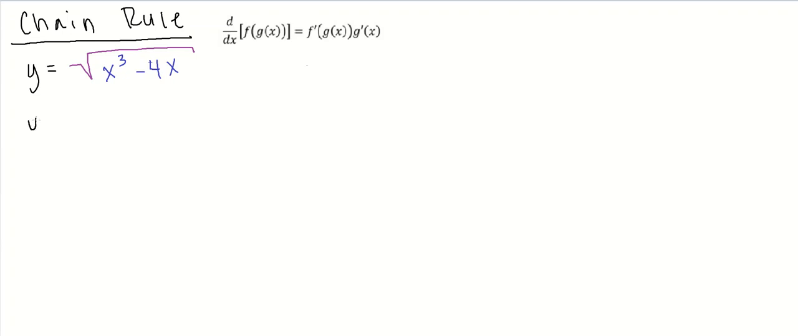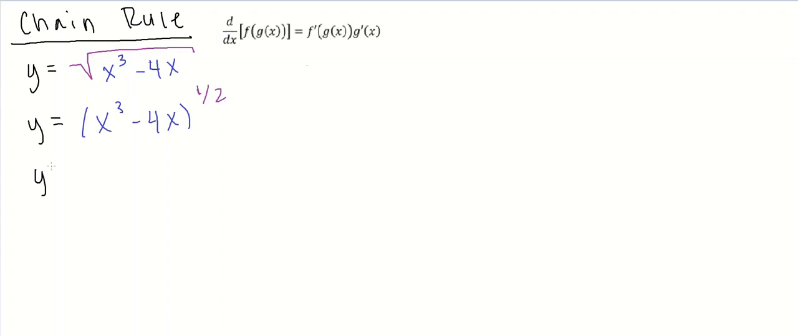So what we're going to do is we're going to rewrite y as a power. So x cubed minus 4x, and then that's all going to be raised to the 1/2 power. And so this was just using one of our exponent rules. So always in calculus, when you see a square root, rewrite it as a 1/2 power. So now we're ready to take the derivative of this.